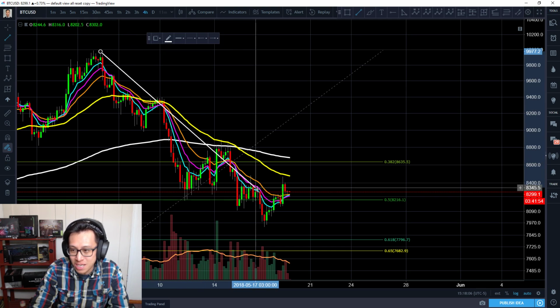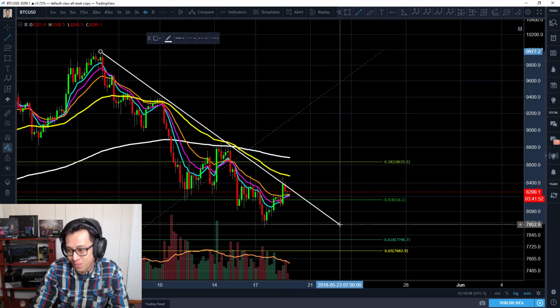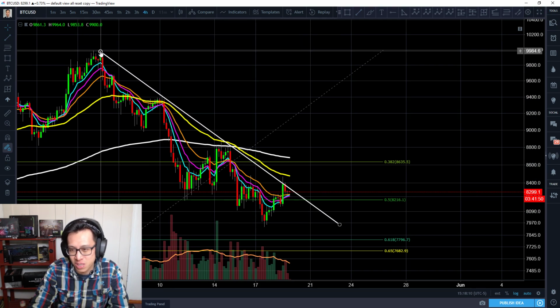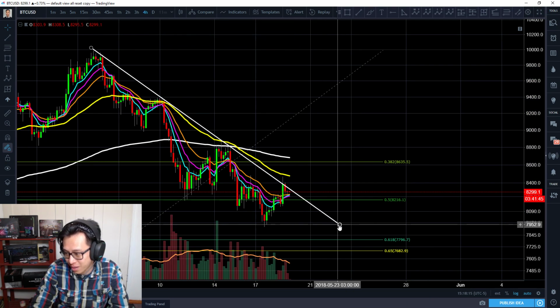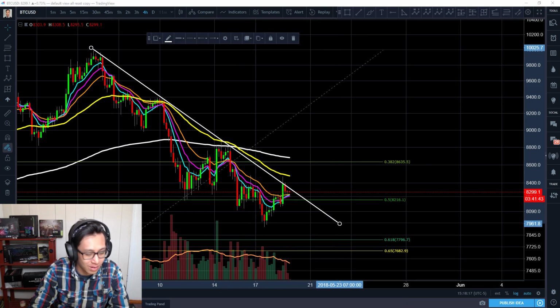So what you guys see here so far is pretty clear, this resistance and support. Wouldn't you guys agree with me here? Okay, that's pretty clear cut to me, right?